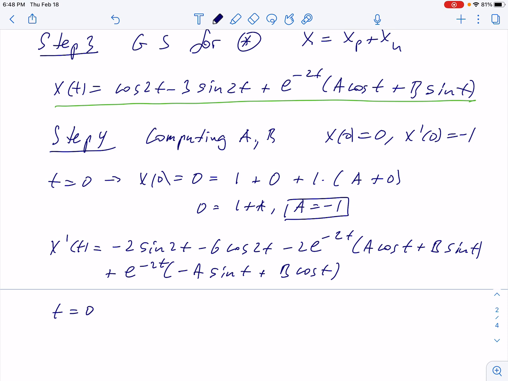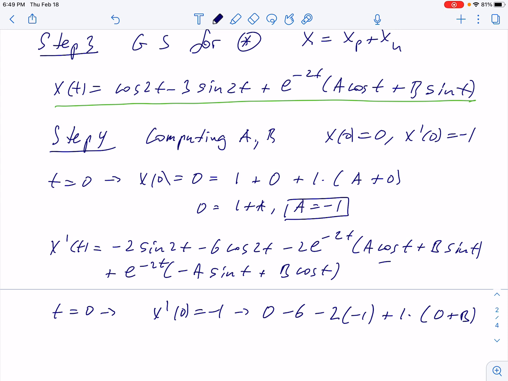We set t equals 0 and x prime 0 is negative 1, which gives, let's see what happens here, this expression. Sine is 0, cosine is 1, so minus 6. Then we have minus 2, exponential is 1. Cosine here in this position is 1, and a is negative 1, so there will be negative 1 from here. Sine is 0. Going to the last term, exponential is 1. Inside the parentheses, we have 0 plus b. This is equation for b.